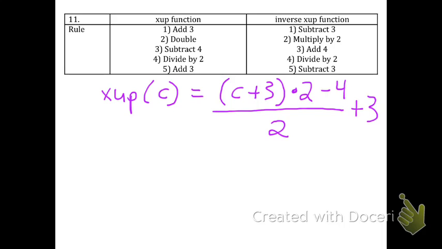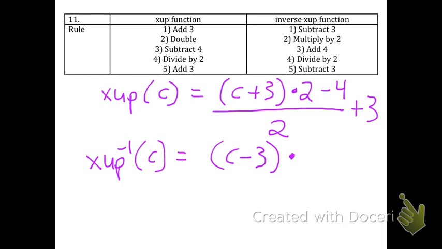Alright, next for the inverse XUP function, I'm going to first subtract 3. C minus 3. And then multiply by 2, then add 4, now divide by 2, so that whole thing's going to be divided by 2, and then subtract 3.